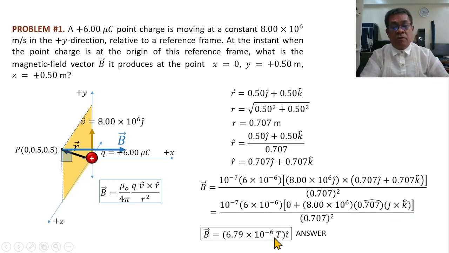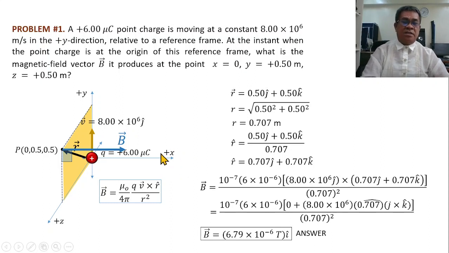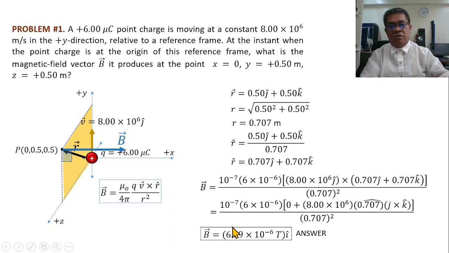So the theoretical result, the magnitude, is 6.79 times 10 raised to negative 6 Tesla in the direction towards the positive x-axis. So you compare that with our right-hand rule, and it is true that the magnetic field is directed towards the positive x-axis. So this is the solution to the problem presented in problem number 1.